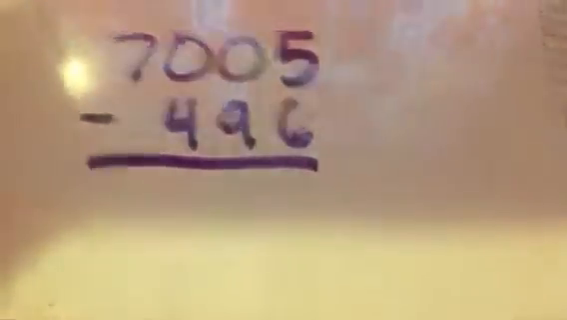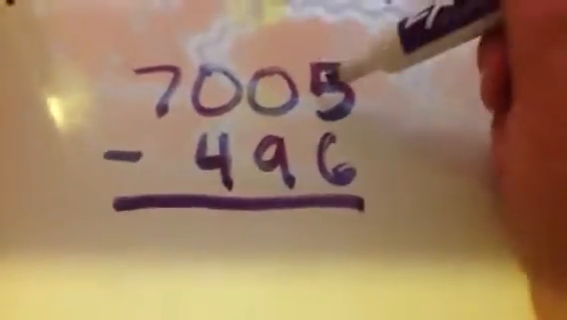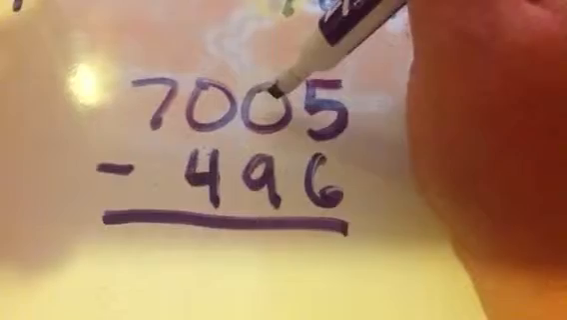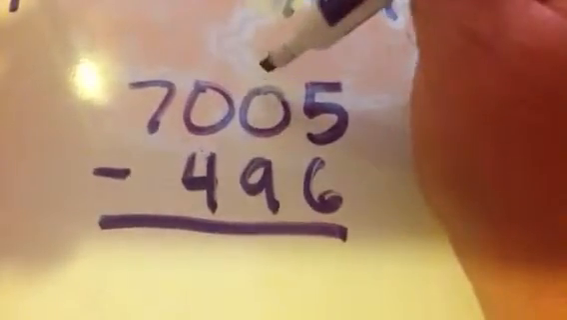So let's say I have 7,005, and I subtract from it 496. Now, obviously, I'm going to have to borrow. You can't take away 6 from 5. But when I go next door to look at the 0, I can't borrow. So what I need to do in some cases with my subtraction problems is actually borrow several times. If you go next door to the 0, there's a 0, you can't borrow. Go next door, you can't borrow.